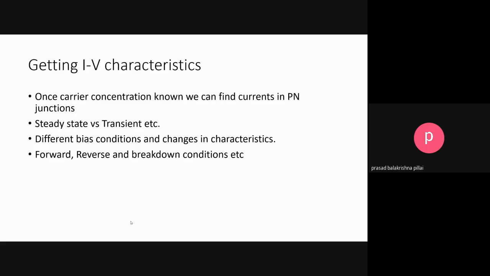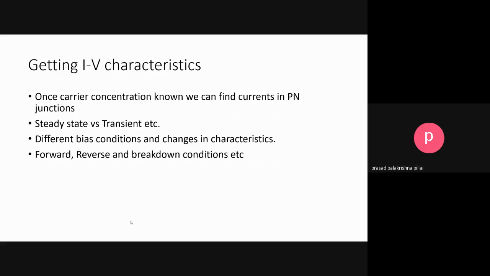Then you can find out under different bias conditions what happens to the charge density and electric field, etc., and what is the change in the IV characteristics. As far as the PN junction is concerned, you have three types of biases you can apply. We will be talking in terms of forward bias, when the P region is connected to the positive terminal of the battery, and N is connected to the negative side of the battery. That is a forward bias condition. If you do the opposite, it is reverse. And then under large voltages, especially with reverse conditions with a large amount of voltage applied, you have the breakdown conditions.